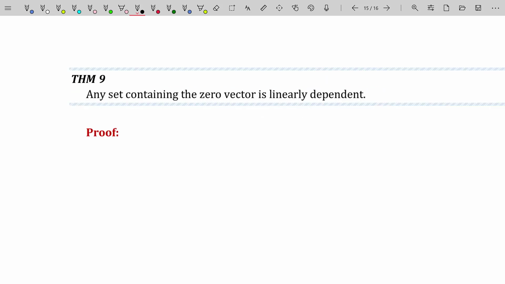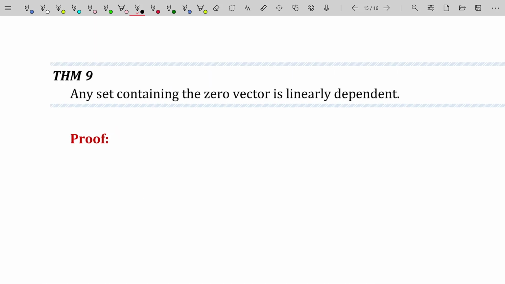We have finally arrived at the last theorem in this material. And this is a theorem that I had mentioned earlier in a previous video, that any set containing the zero vector is going to be linearly dependent. We're actually going to prove that now. So let's create a set of vectors that includes the zero vector.